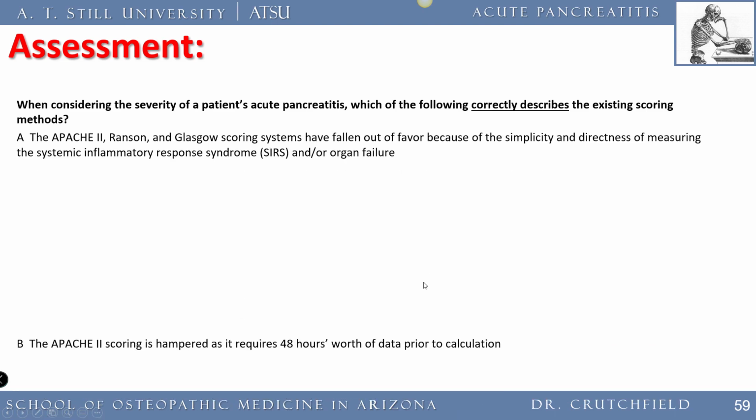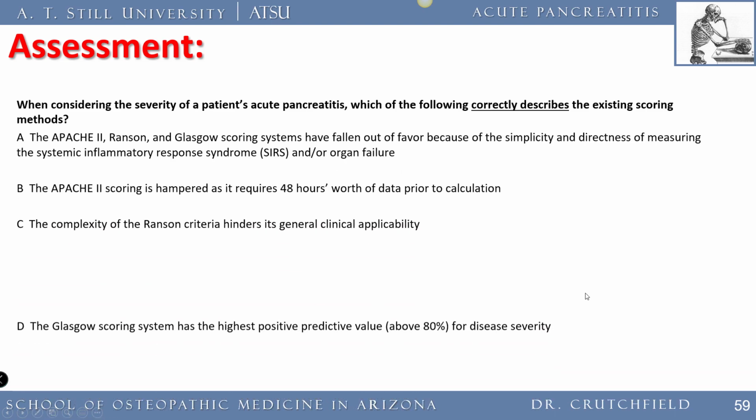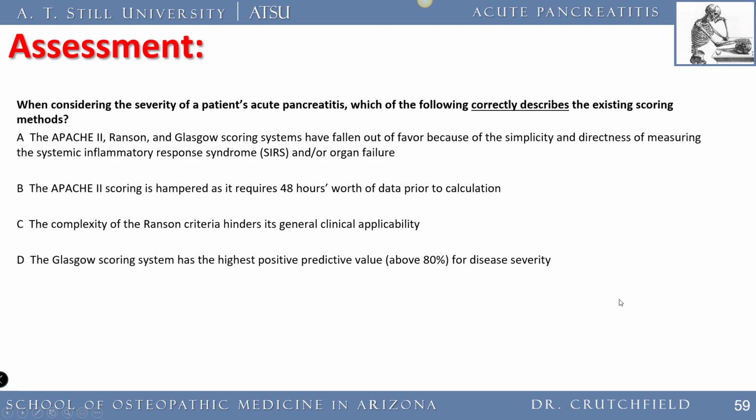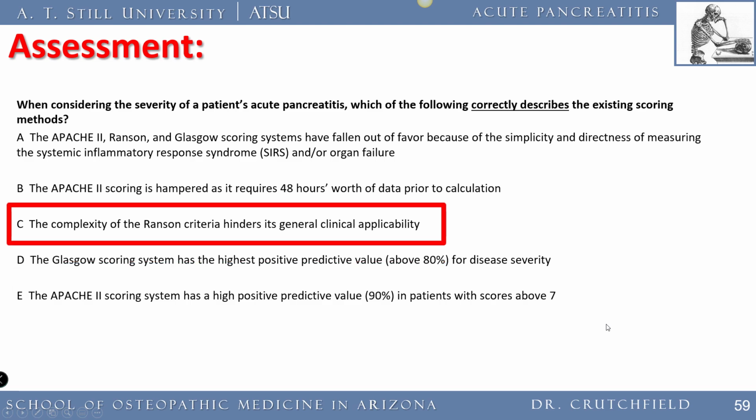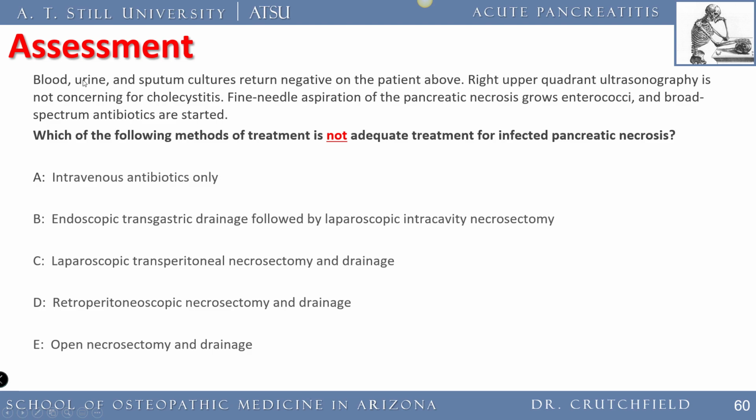When considering the severity of acute pancreatitis, which of the following correctly describes the existing scoring methods? Okay, well, without reading all of them, the complexity of Ranson's criteria is what hinders its general clinical applicability. All of these others are not true. So the Apache 2, Ranson scores, Glasgow scoring systems have fallen out of favor. No, they haven't.